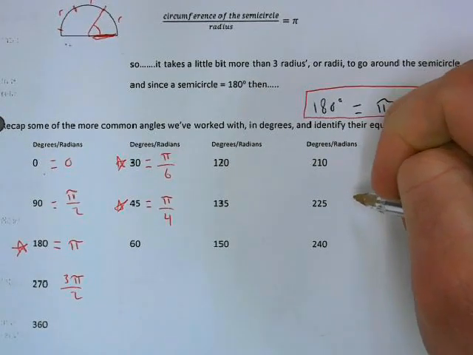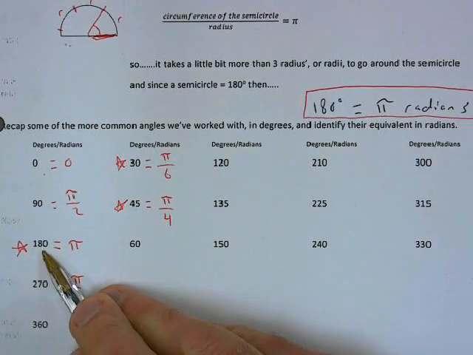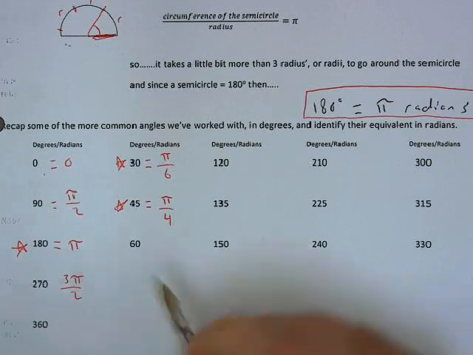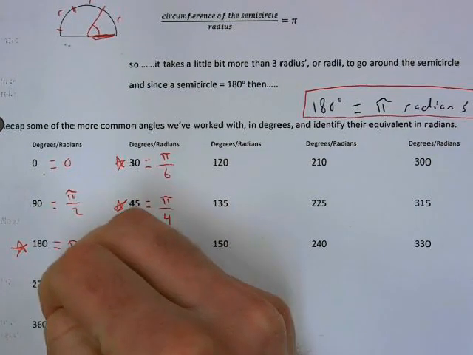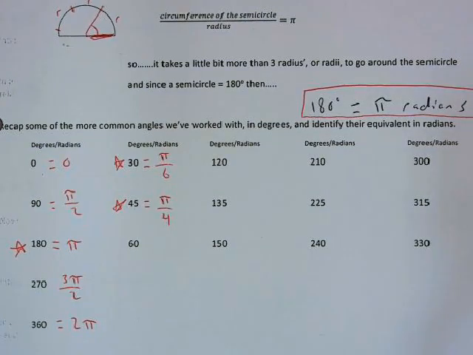Okay? How about 360? What's the easiest one to work with there? Well, probably 180. 360 is 2 times 180. So then my answer here is going to be 2 times pi, and it's just 2 pi. So a full rotation, the whole circle, instead of 360 degrees, we can call that 2 pi if we're dealing with it in radians. Okay.